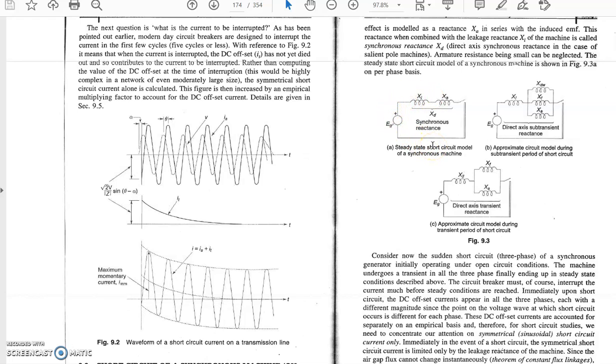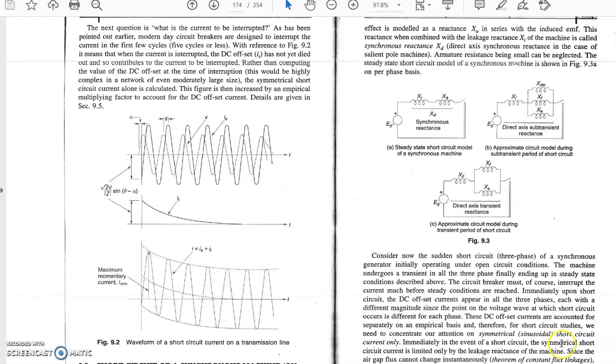Now consider the sudden short circuit. Suppose a three-phase fault occurs at the machine terminal on no load condition. What happens with the machine? A synchronous generator initially operating under open circuit condition undergoes a transient in all three phases, finally ending up at the steady state condition. That means whenever a sudden short circuit occurs, a transient in all three phases will occur.